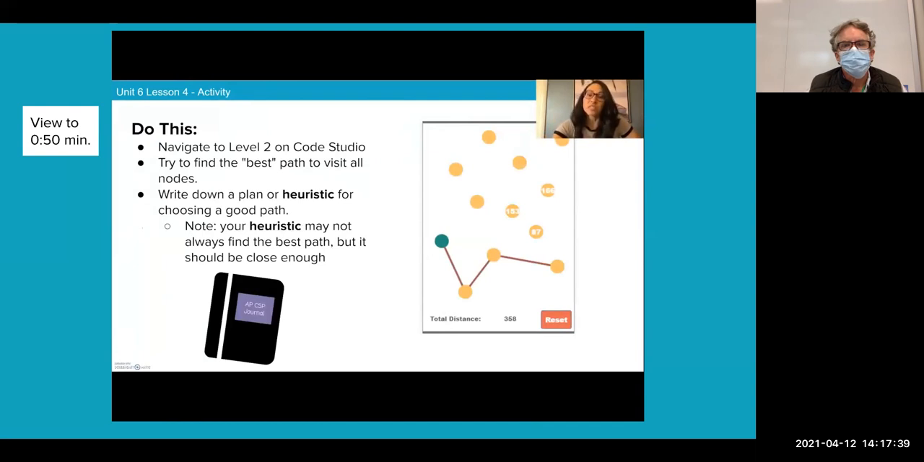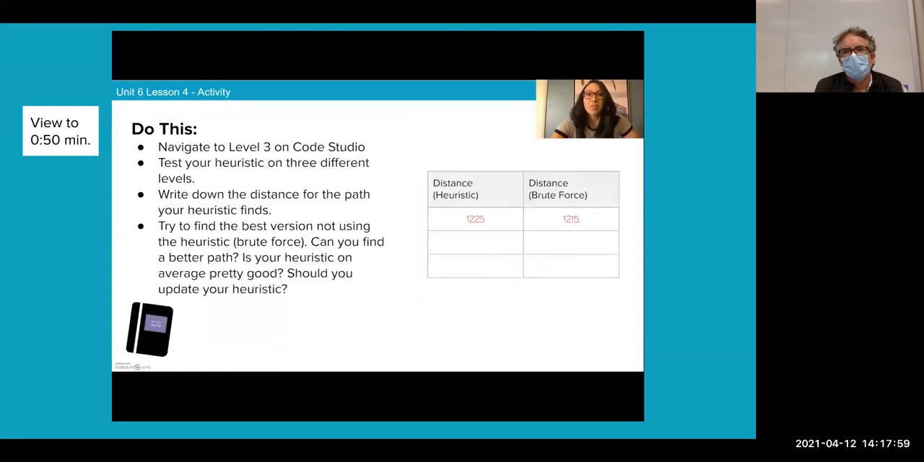Parts 2 and 3, you will need to access Code Studio. There are links in the activity guide to take you there, along with the directions. But basically, you're going to make a plan or a heuristic for choosing a good path between multiple different houses or multiple different nodes or dots that you'll see on the screen. So try and think about what would be a good possible plan for deciding which house to go to next in order to find the best distance. When you're done with parts 2 and 3, go ahead and come on back to this video.